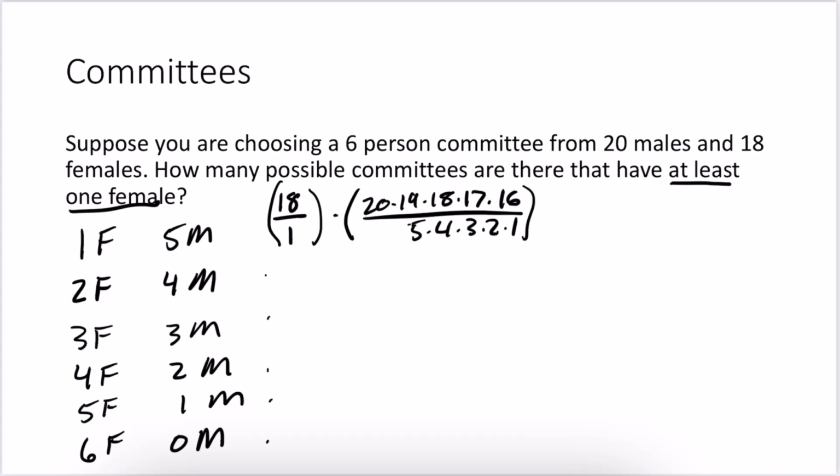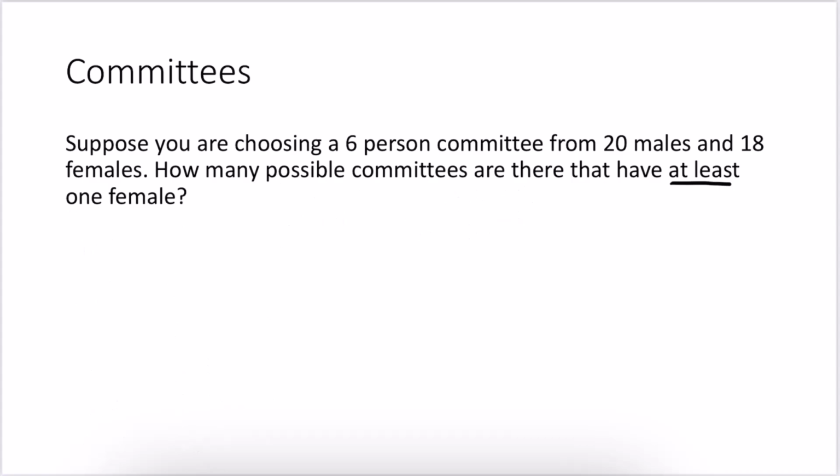And the way you think about it is by thinking about the opposite. The opposite of having at least 1 female would be having all males. So the way that I would not have 1 female would be if I had all males. So I'm going to look at how many possible committees there are, period. The number of possible 6-person committees would be based on the number of people that I have total, which is 38. So I have 20 males, 18 females, which is 38 people possible.